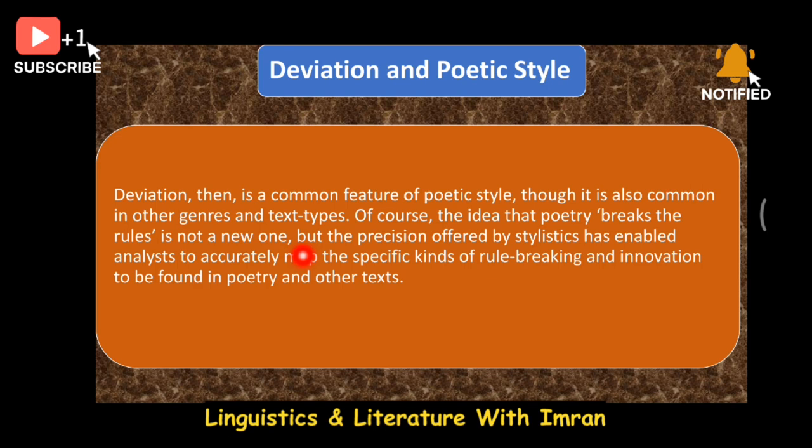But the precision offered by stylistics has enabled analysts to accurately map the specific kind of rule breaking and innovation to be found in poetry and other texts. So that is stylistic analysis, which made deviation more prominent, right? And we identify what kind of rules are broken by the poet and why these rules are broken. So this is the importance of stylistics, because we see deviation occur in poetry over the last so many centuries, and stylistics is quite a new phenomenon, of the end of the 20th century. When we do stylistic analysis, we identify what types of rules are broken, and how and why they are broken by the poets, and the name given to it is deviation, right?